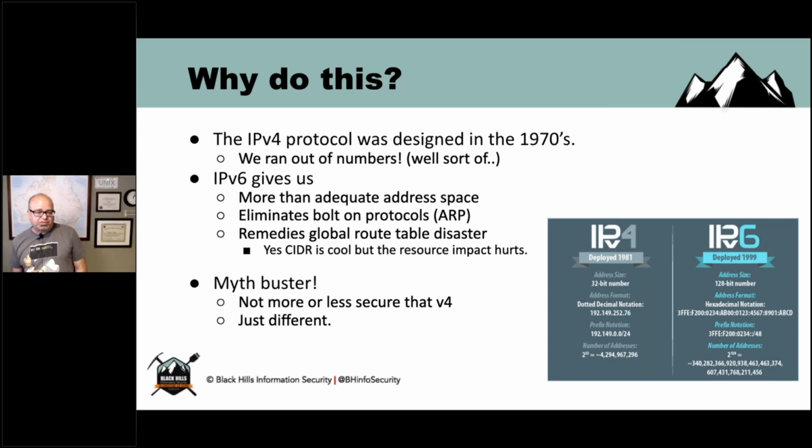Now, what does IPv6 actually give us? Well, the obvious is more than adequate address space. Finally, it has eliminated our favorite or not so favorite bolt-on protocol, that being the Address Resolution Protocol. More about that later in the presentation. It also remedies the global route table disaster. We have had amazing success preserving IPv4, but the act of preserving IPv4 has forced us into a position of introducing network address translation, has forced us into a position of introducing classless inter-domain routing, and has exponentially grown the IP backbone route tables because of that classless routing.